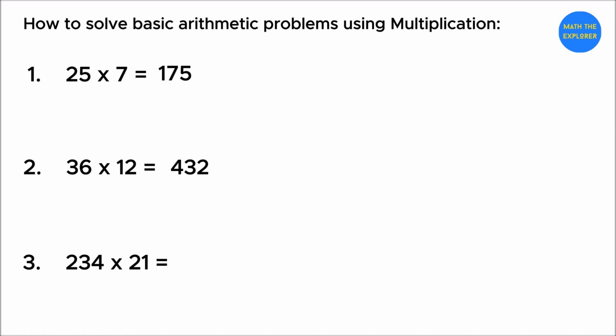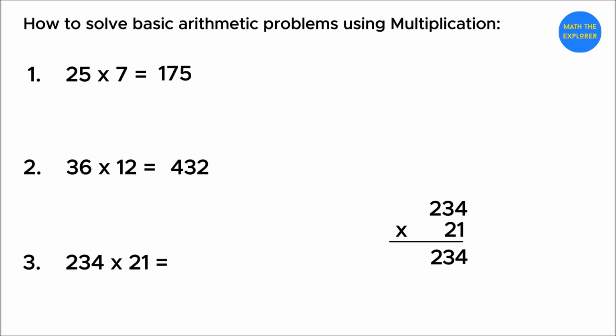To solve 234 times 21, start by multiplying the ones digit of 21, which is 1, by 234. Multiply 1 times 4 is equal to 4, then 1 times 3 is equal to 3, and 1 times 2 is equal to 2, giving you 234.